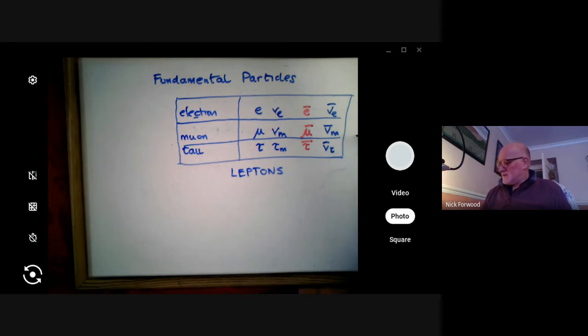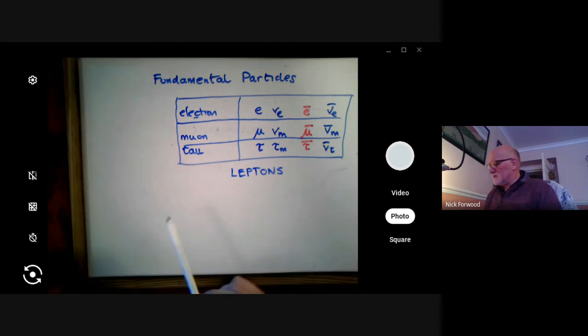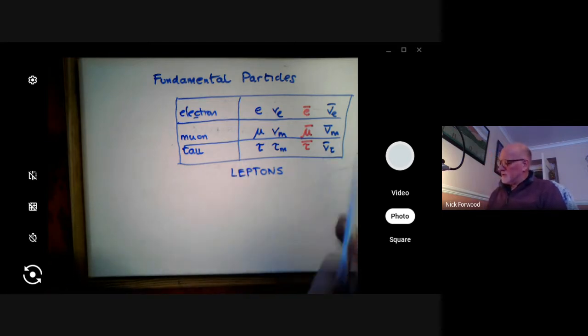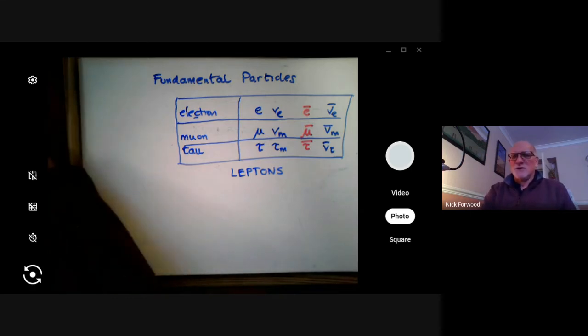So that's this first bit about fundamental particles and an introduction to 12 particles that you need to know the names of and the symbols and their antiparticles, and some of them are neutrinos, some of them are antineutrinos, and so on, but they all form this group called leptons. And that's the end of this short little lesson.